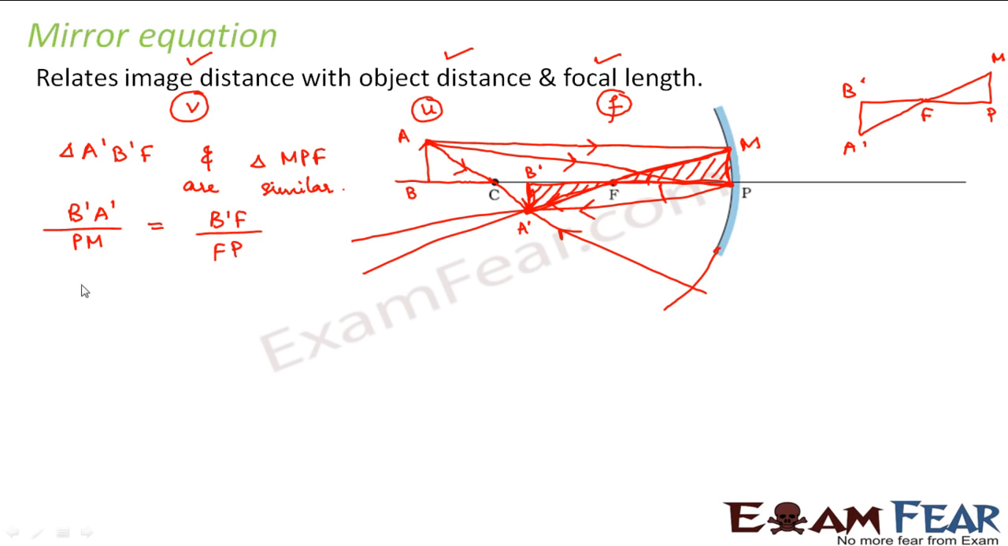Right? So now, what is this PM? If you look at it, this PM is nothing but equal to AB. So you can write B dash A dash divided by AB is equal to B dash F divided by FP. So this is my first equation.